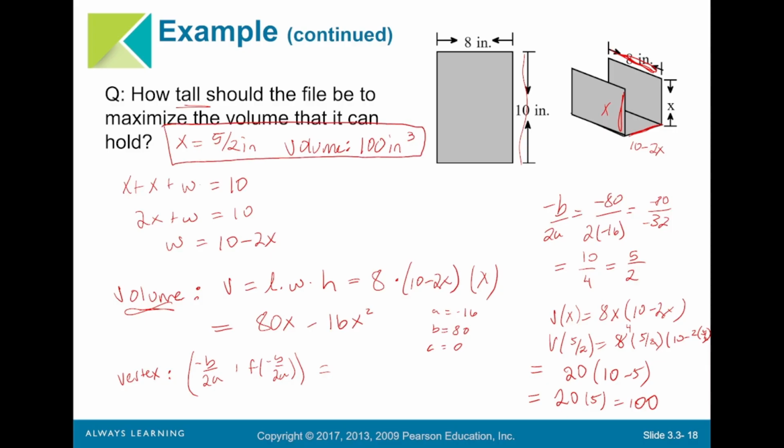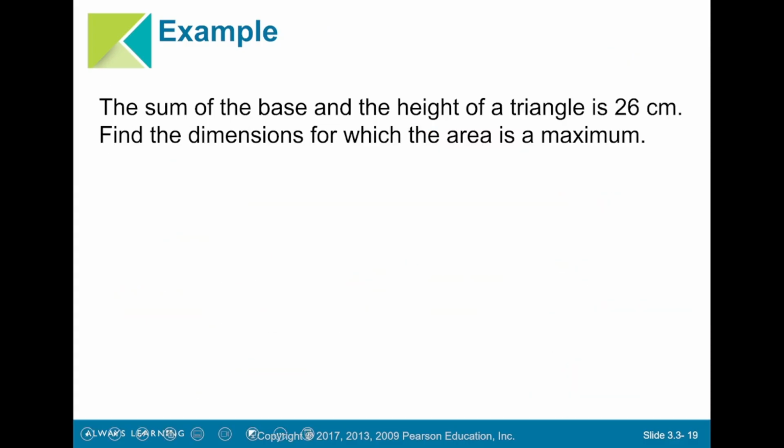There we have it. Now for the next one. Let's suppose we have the sum of the base and the height of a triangle as 26. Find the dimensions for which the area is a maximum.